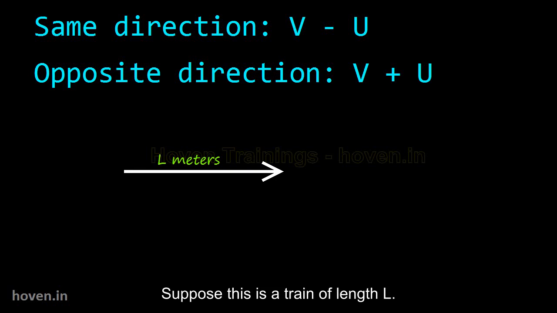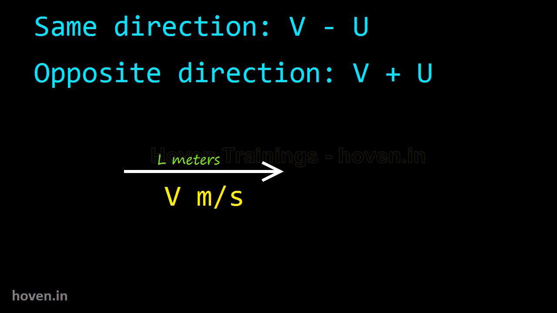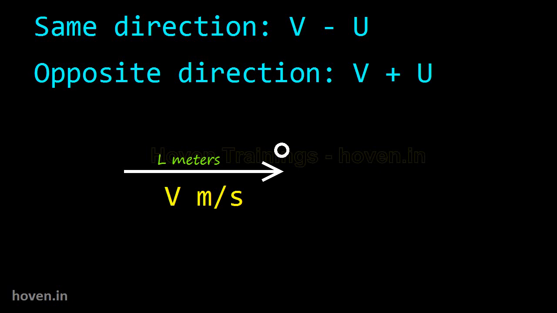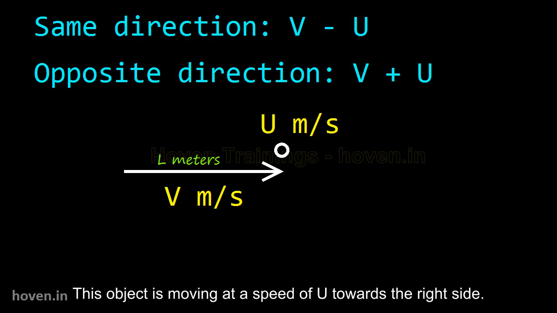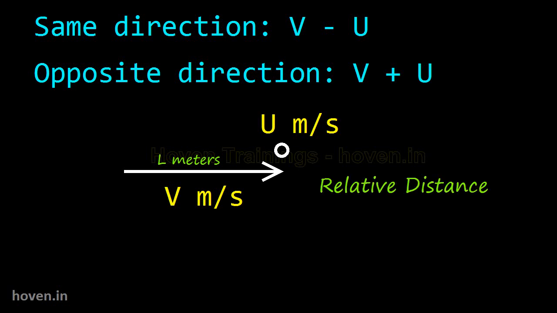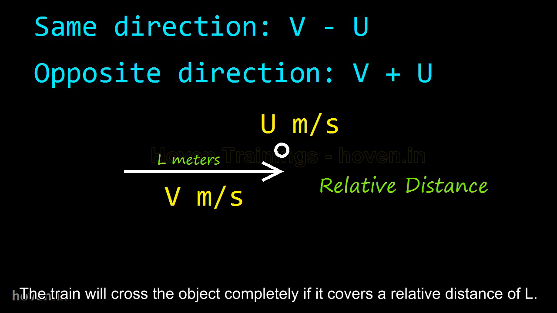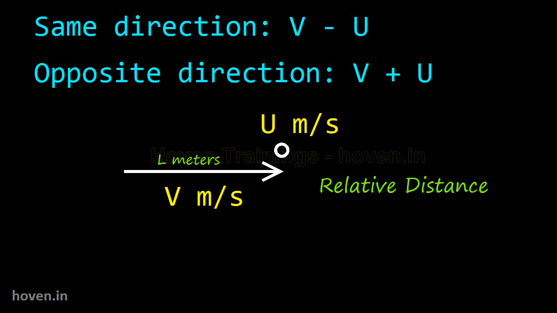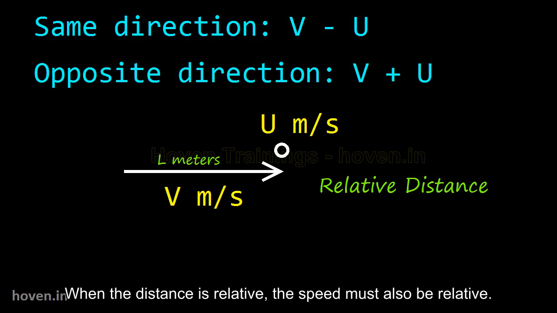Suppose this is a train of length L. Also suppose that the train is moving at V meters per second. Let this be some object. This object is moving at a speed of u towards the right side. The train will cross the object completely if it covers a relative distance of L. The distance L will be covered at a relative speed of V minus u. When the distance is relative, the speed must also be relative.